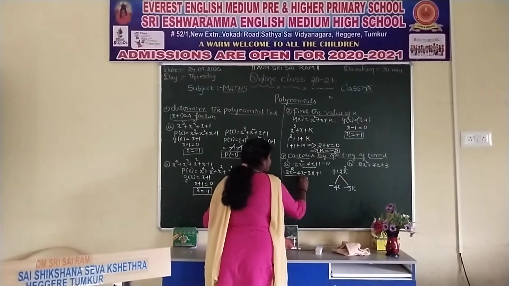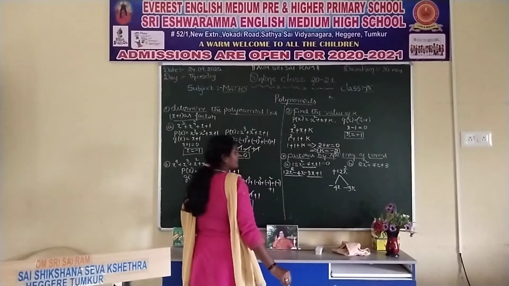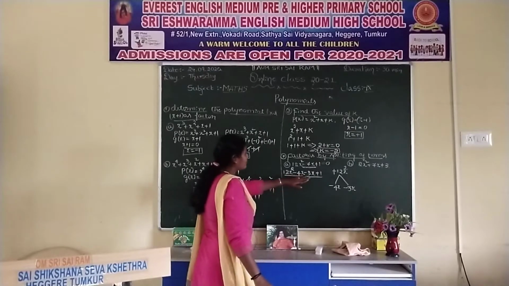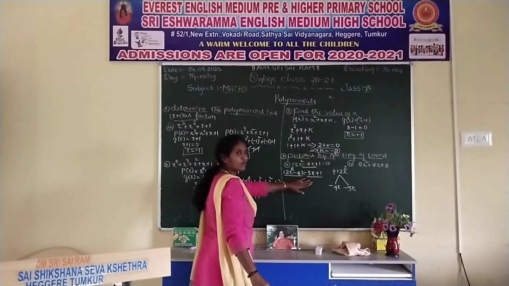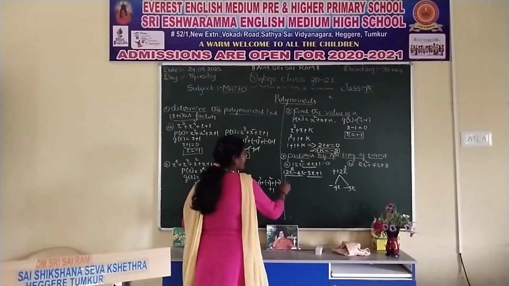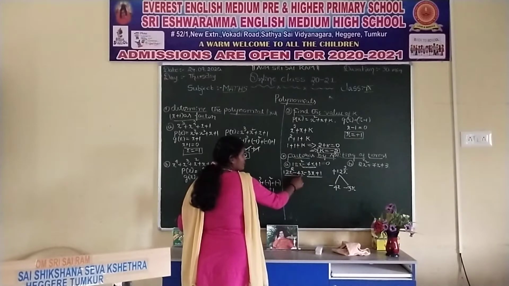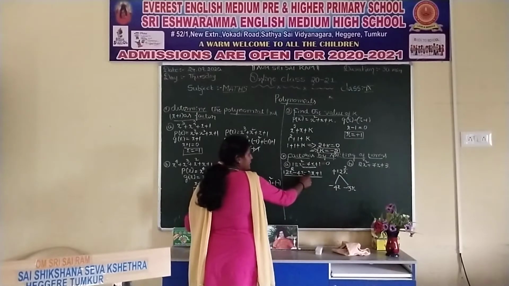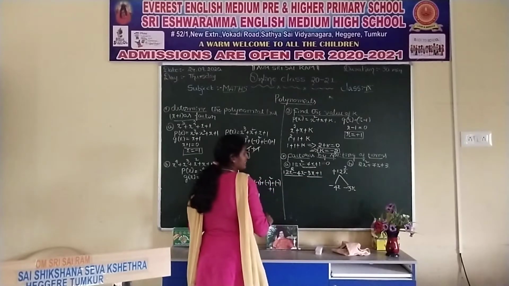Next, grouping the terms. Grouping is nothing but making groups of 2 or 3. See here, from this expression we have 4 terms. 4 terms means we want to divide them into two equal parts. 12x square minus 4x is one group. Minus 3x plus 1 is another group.